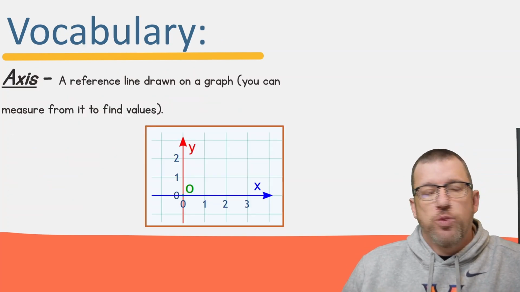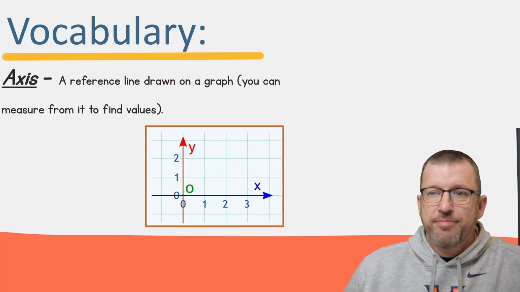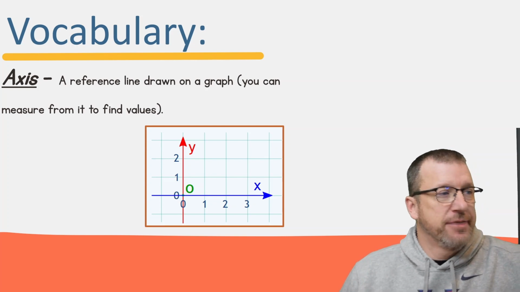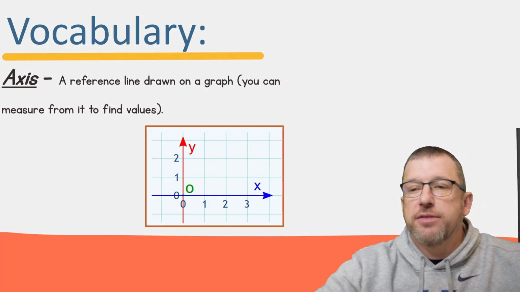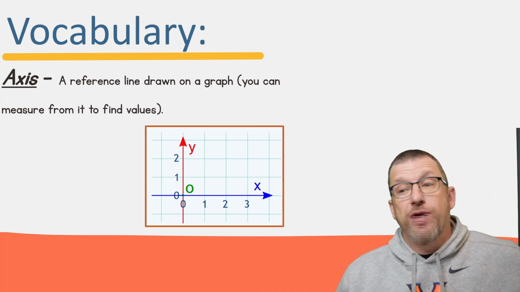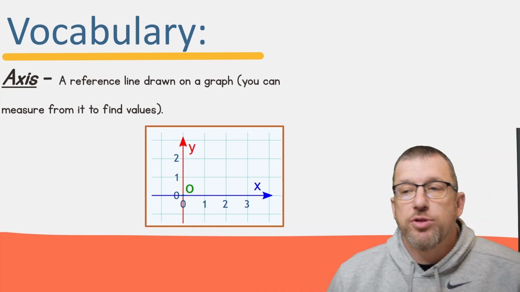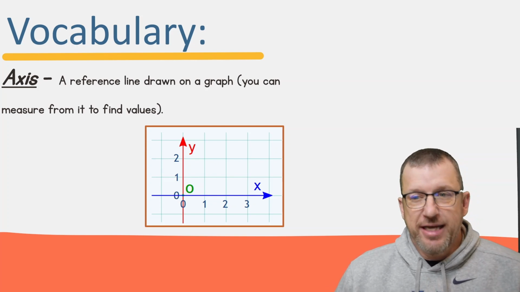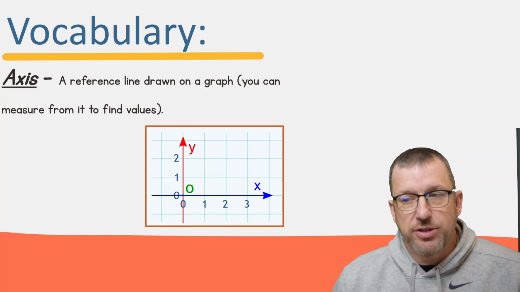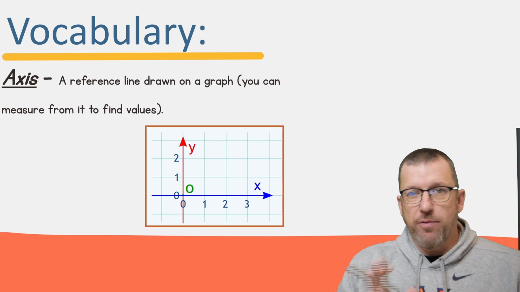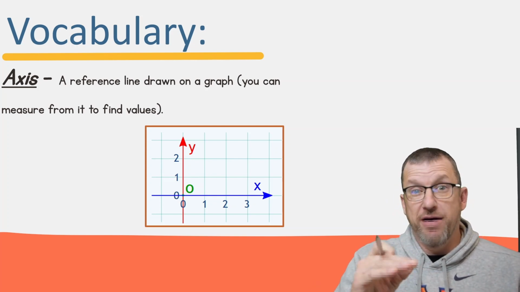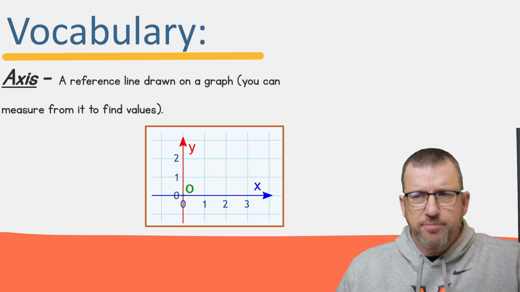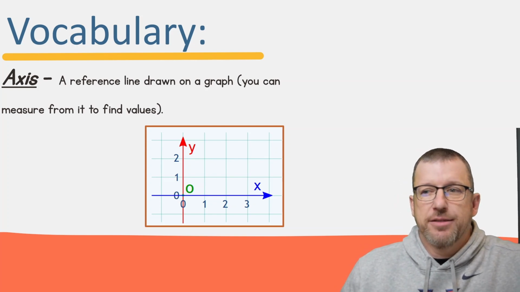All right, vocab time. The first one is axis. An axis is a reference line drawn on a graph. If you look at the image on your screen right now, the red line and the blue line are the axes. One of them has an X next to it, and one of them has a Y next to it. We use them as a place where we can measure how far left or right, or above or below, a point is. But they're called the axes, okay?